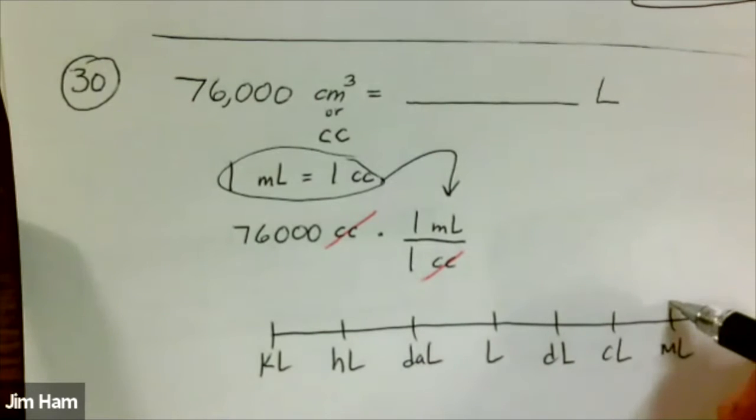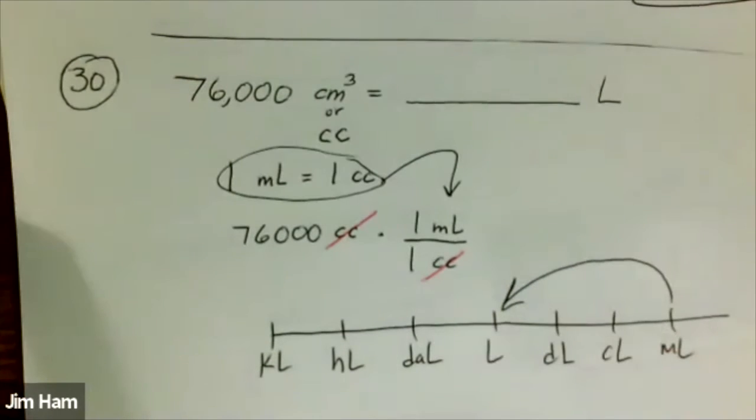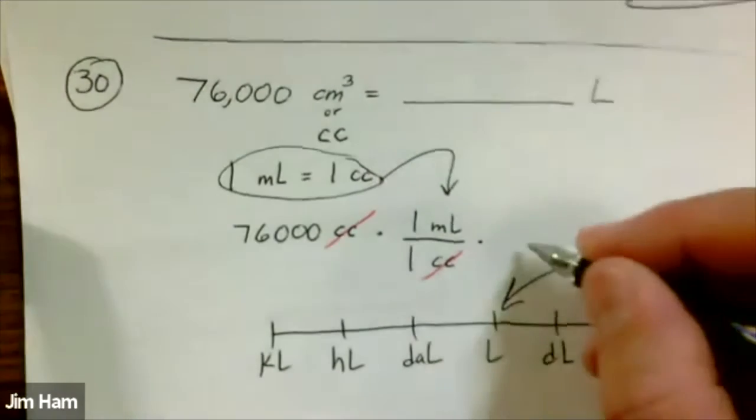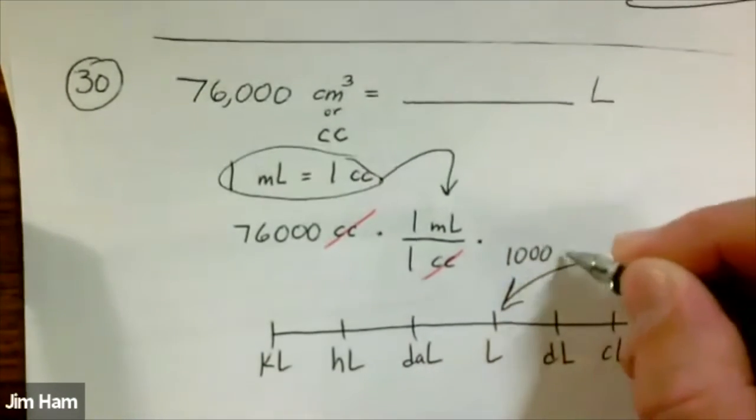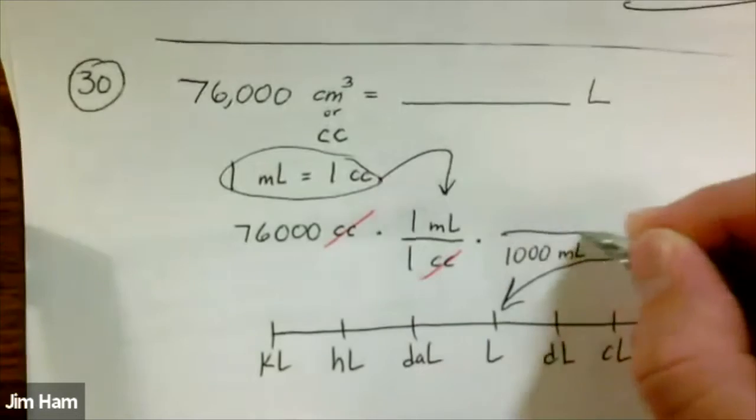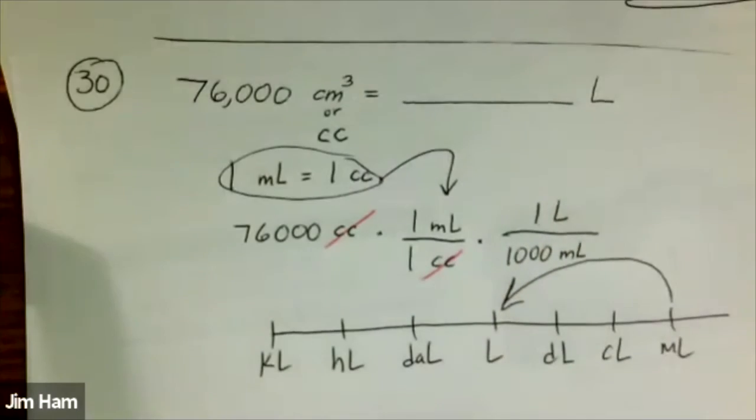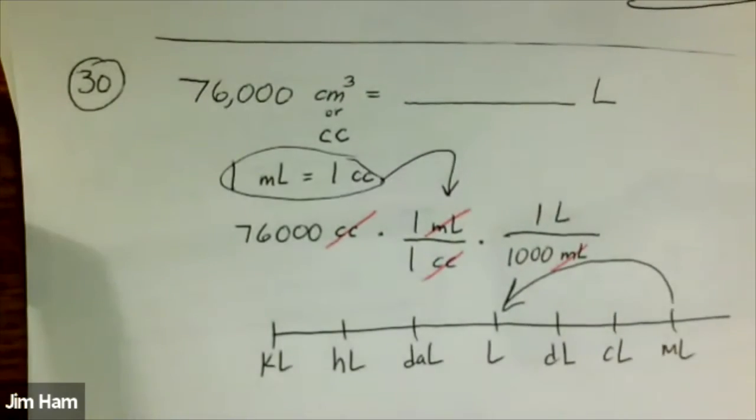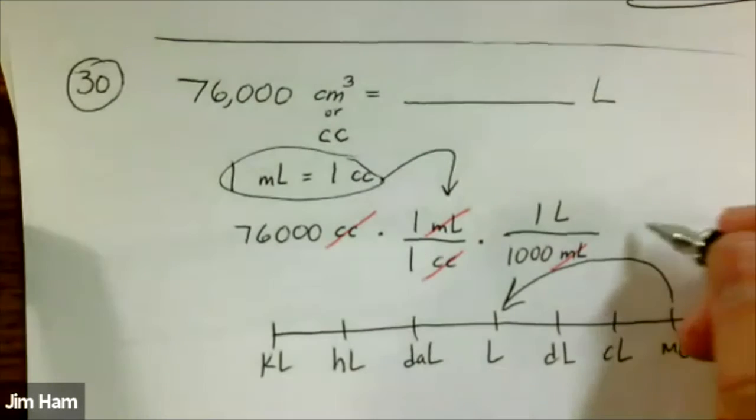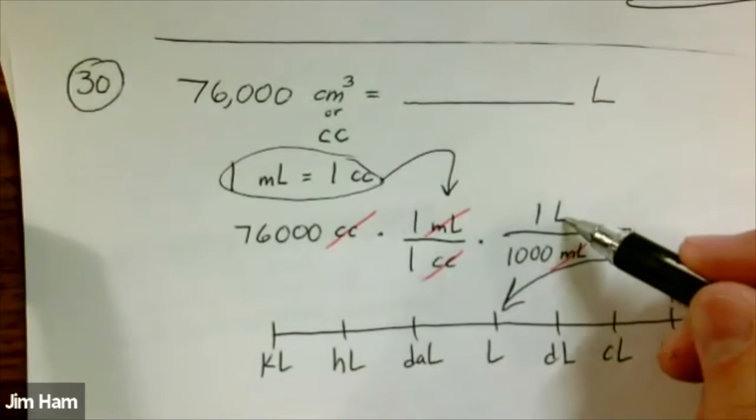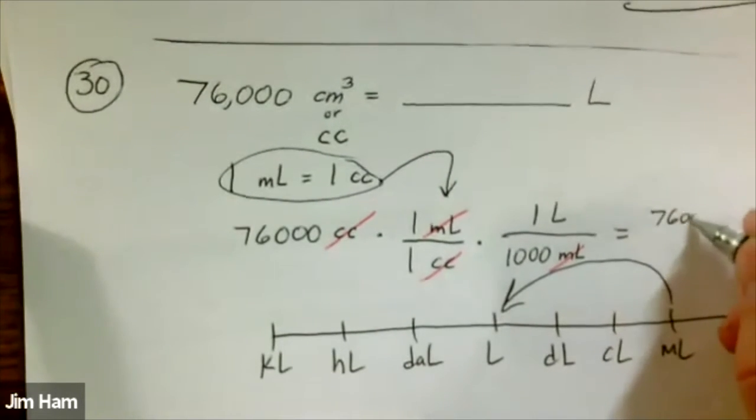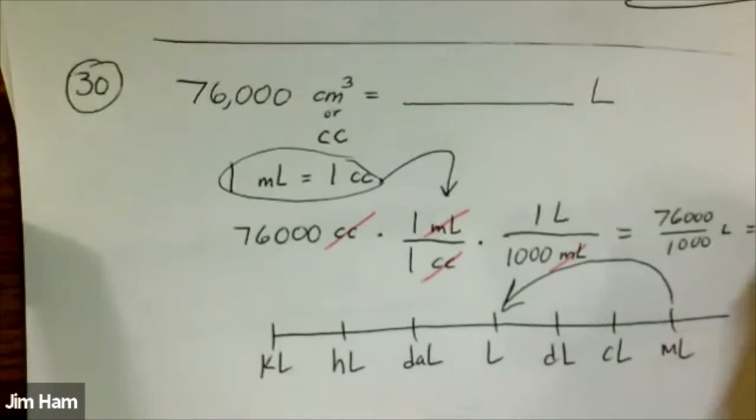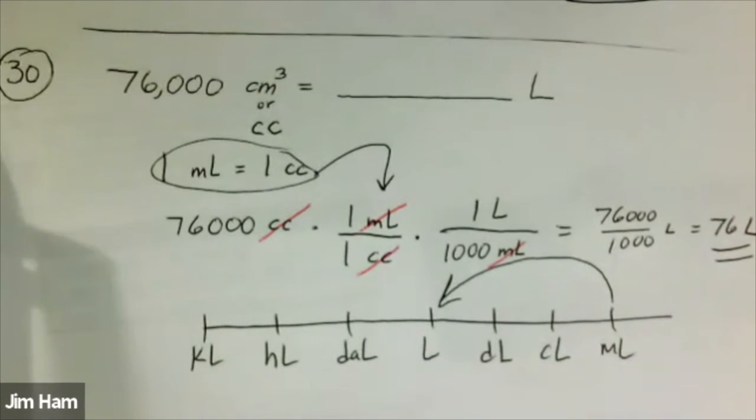And you can see going from milliliters to liters, you have to make 3 jumps of 10. 10 times 10 times 10 is 1,000. So what we're going to do here is say there's 1,000 milliliters in 1 liter. All right, then the milliliter unit cancels, and the unit that you want remains, liters. So you have to take 76,000 and divide by 1,000, and yes, 76 liters on that one.